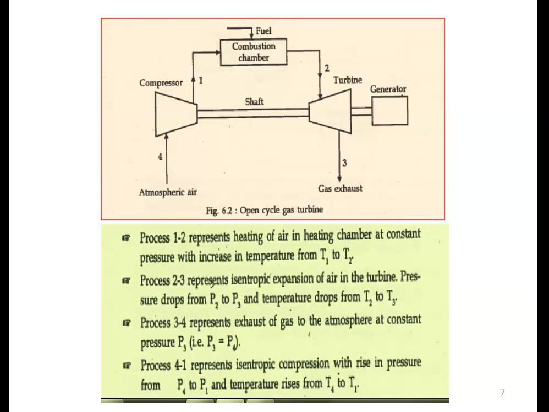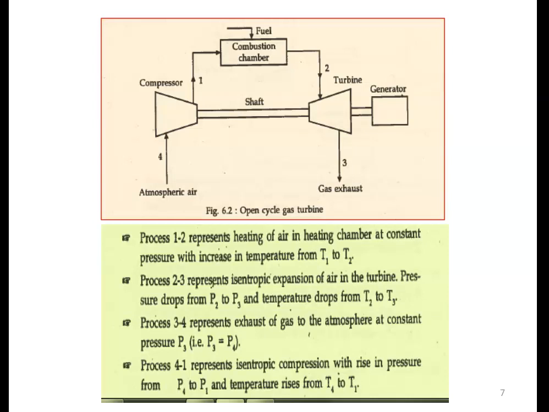And the different processes occurring in this cycle are: process 1 to 2 represents heating of air in a heating chamber at a constant pressure. So in the combustion chamber, we are heating the air at a constant pressure, which increases the temperature from T1 to T2. Process 2 to 3 represents isentropic expansion of air in the turbine. In the turbine, the pressure drops from P2 to P3, and temperature also decreases from T2 to T3.